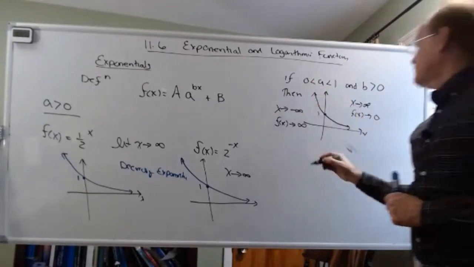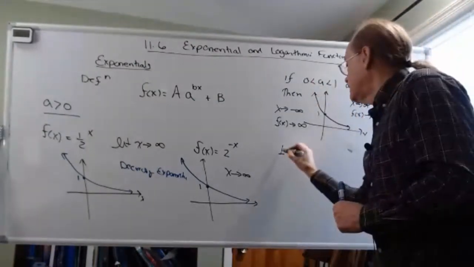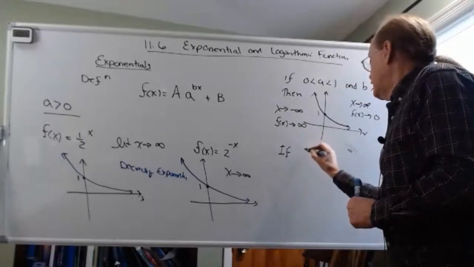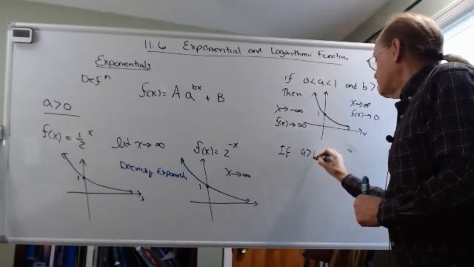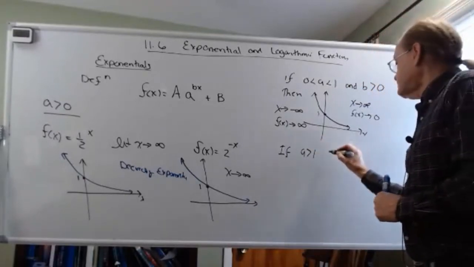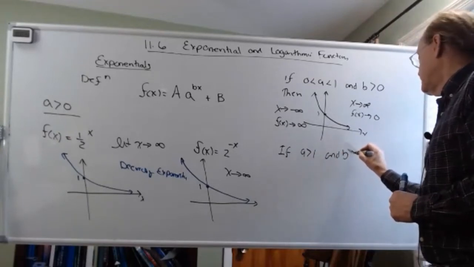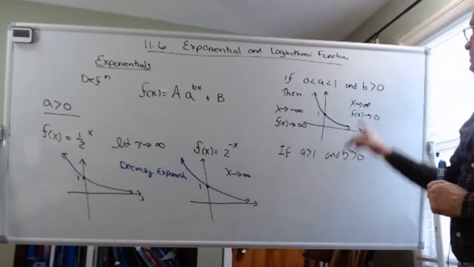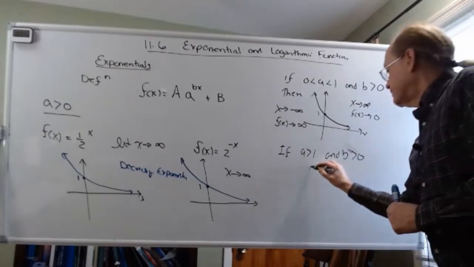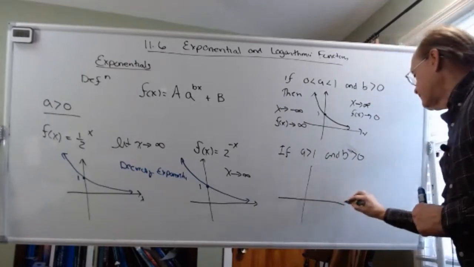Now, what about if I have this? Say a is greater than 1, and b is also positive. Let b be positive. This is what happens to my graph.